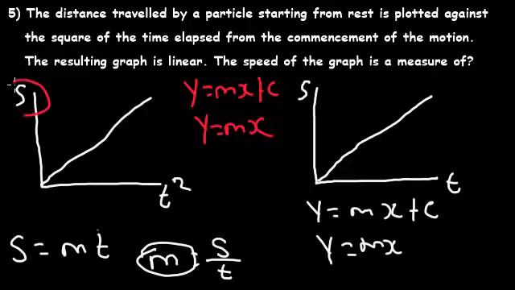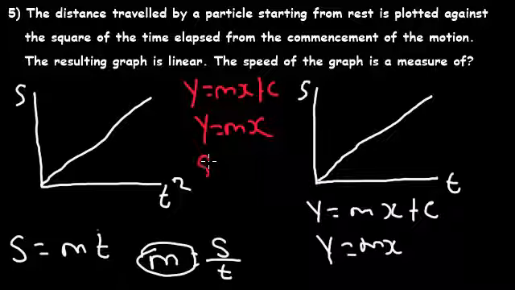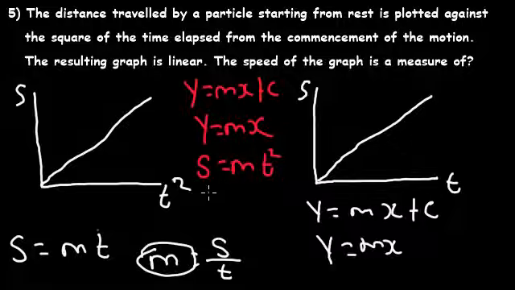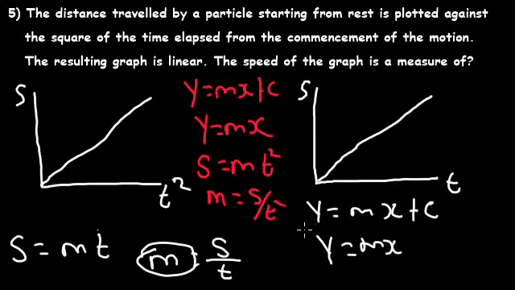Now, they said the quantity on the vertical axis, the y-axis, is s, and the quantity on the abscissal axis is t squared. Dividing through by t squared, m will simply be equal to s divided by t squared. What quantity gives us s over t squared? What do you see?